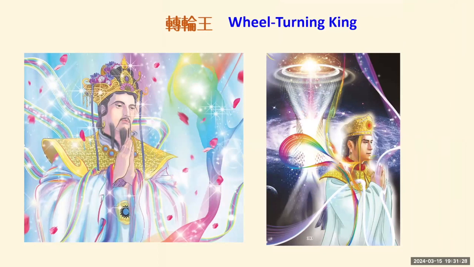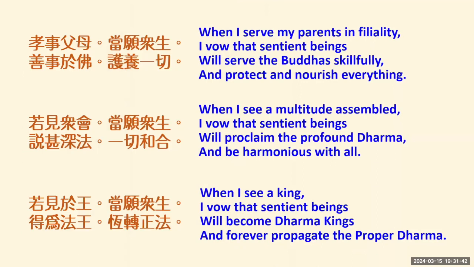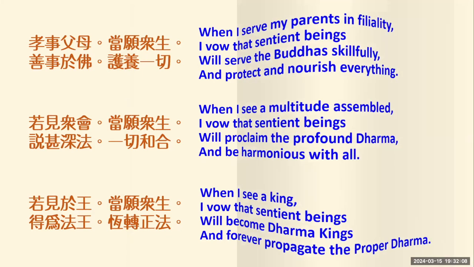So the leader in wisdom, Bodhisattva, inquired about how a Bodhisattva can cultivate to attain such great blessings and rewards. Manjushri replied, practice these 141 vows. Let's take a look at the Bodhisattva's vows. For instance, when I serve my parents in filial piety, I vow that sentient beings will serve the Buddhas skillfully and protect and nurture everything. When I see a multitude assembled, I vow that sentient beings will proclaim the profound Dharma and be harmonious with all. When I see a king, I vow that sentient beings will become Dharma kings and forever propagate the proper Dharma.